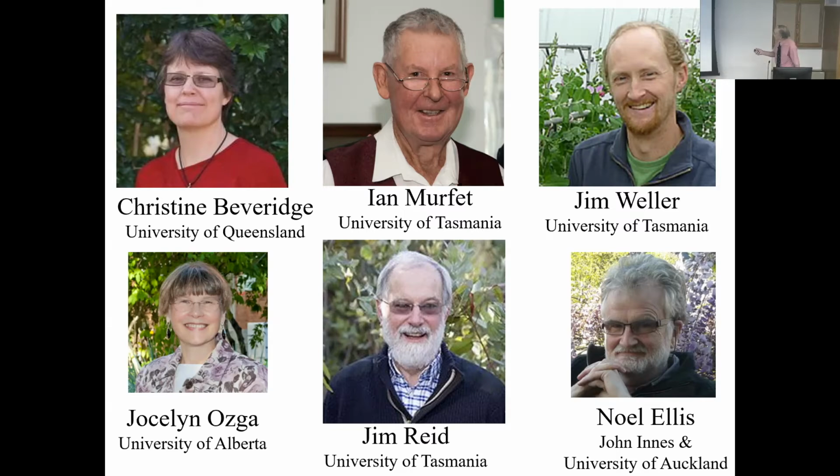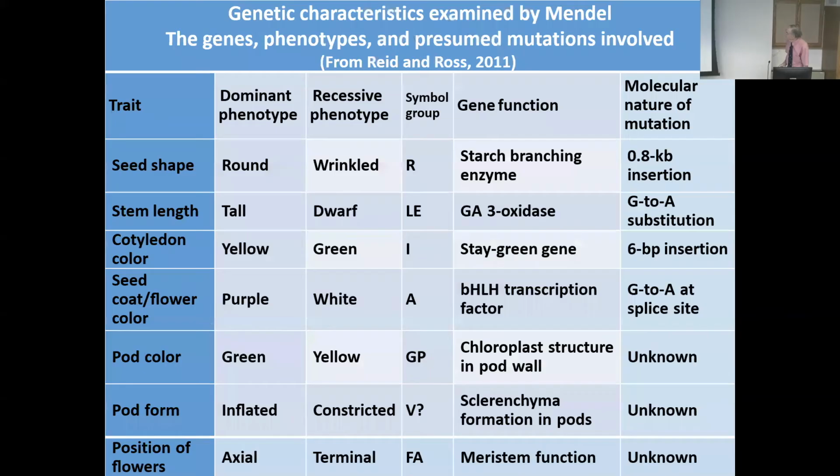Jim Weller is probably the most noted pea geneticist at the present time. I better say pea molecular biologist, because genetics has moved on. He does more of the sequencing and gene identification in peas than anybody else. Noel Ellis worked on the molecular biology of leaf formation. Christine Beveridge worked out the control of branching, and she's at the University of Queensland. And Jocelyn Osger in Alberta works on seed biogenesis.